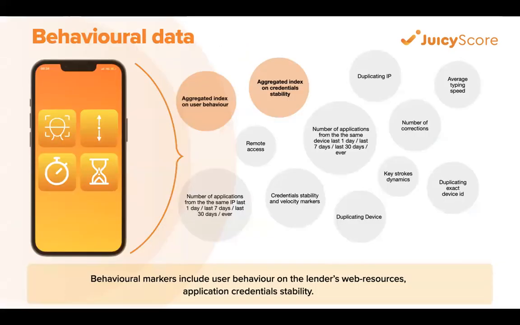The markers that we spoke about on the previous slide: the behavior markers include the user behavior on the lender's web resources, application, and credential stability. One of the valuable insights of the behavior itself is our aggregated index on user behavior. Whether it's a remote access, a duplicating ID, or the number of corrections they make because they're anxious while filling out the form, we would know from these behavior data markers.